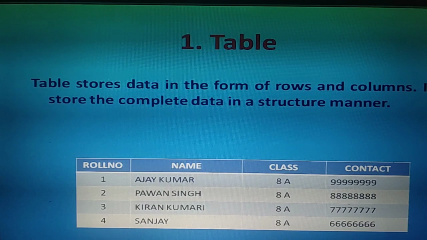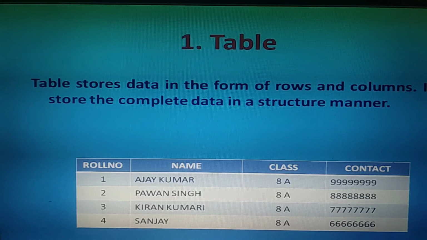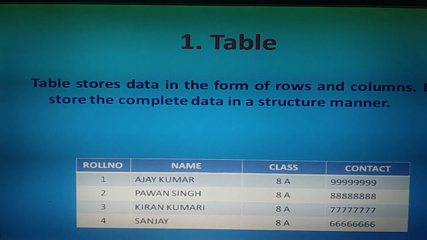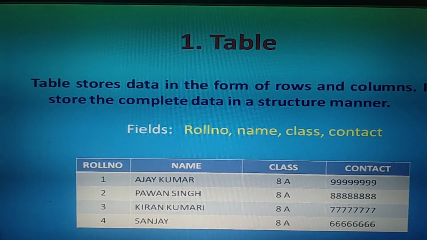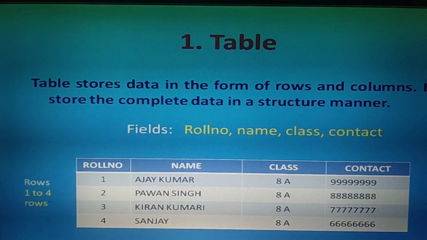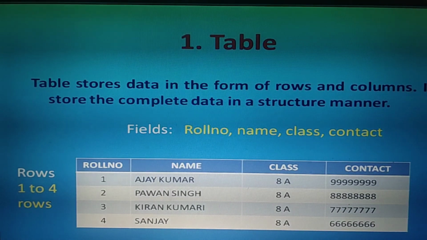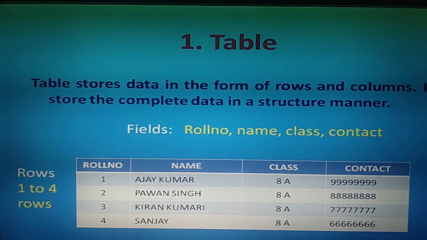Like we have one table, with roll number, name, class and contact. These are some fields, and there is some information like 1, 2, 3, 4, Ajay, Kumar, Pawan, Kiran, Sanjay. These types of information we can store in a table. There are four fields: roll number, name, class and contact. And the rows are roll number 1, 2, 3, 4. So in the table there are 4 rows and 4 fields.